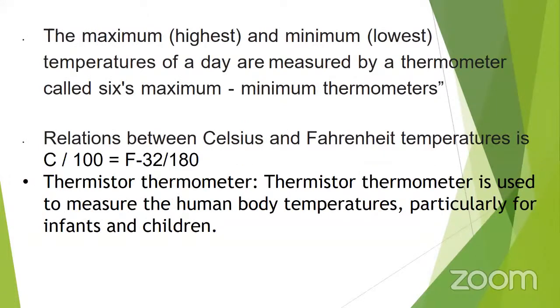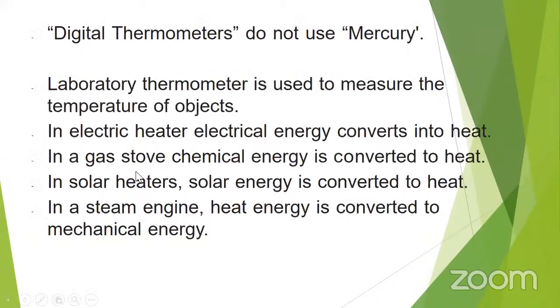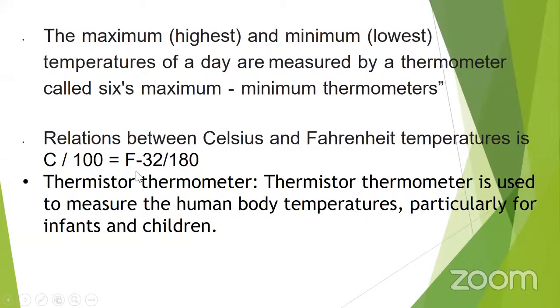Okay, maximum minimum temperature is used to record the temperature of a place, maximum and minimum that day. Next, we know we are using two different units. One is Fahrenheit unit and another is Celsius unit. But how to convert? If you know 36 degrees Celsius, how much it is equal in Fahrenheit?